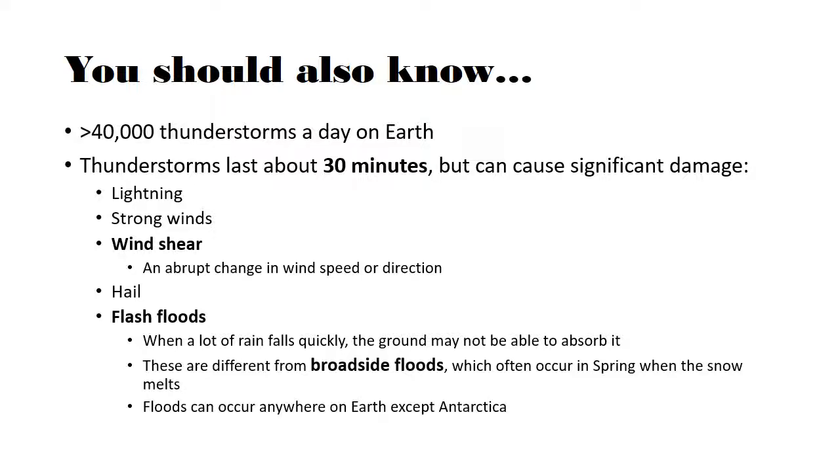Although broadside floods are the ones we are most familiar with here in Winnipeg, floods of both types can occur anywhere on Earth except Antarctica. The reason for this is because of Antarctica's low temperatures, making rainfall very unlikely. It would fall as snow instead. The low temperatures also make it unlikely that that snow would ever melt away.